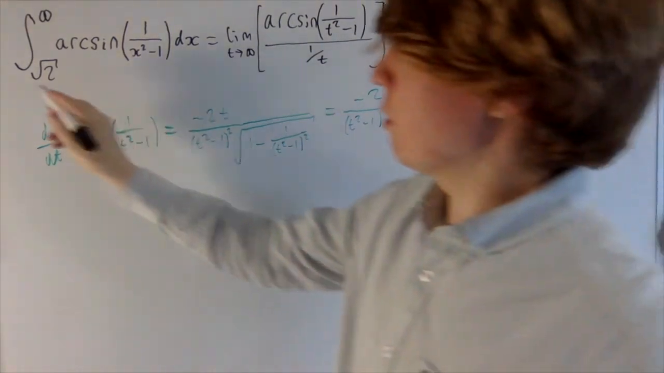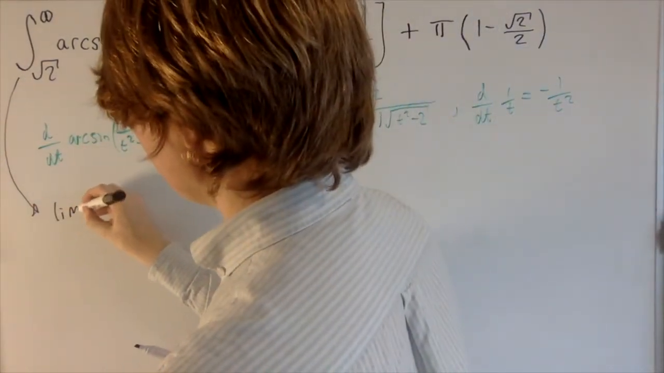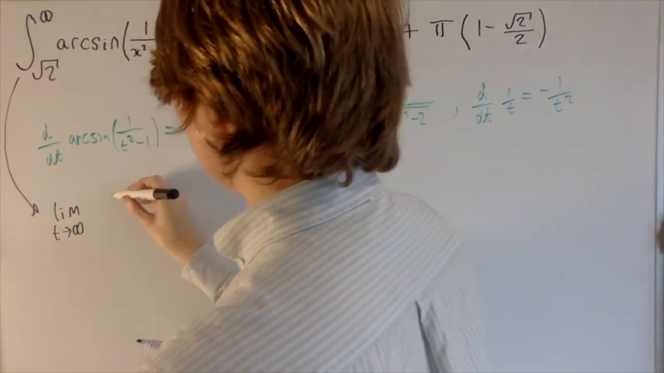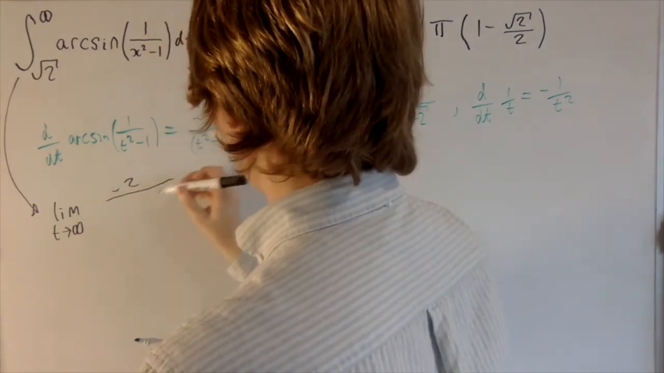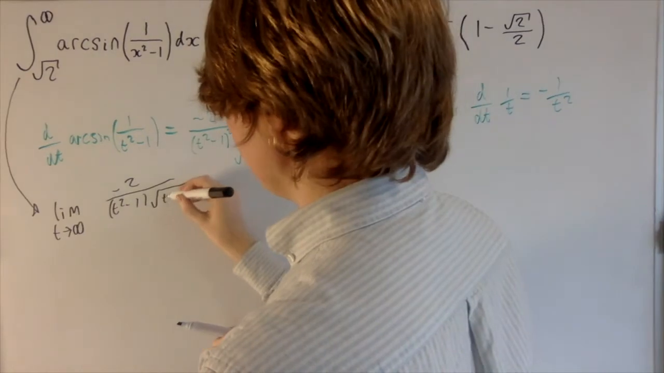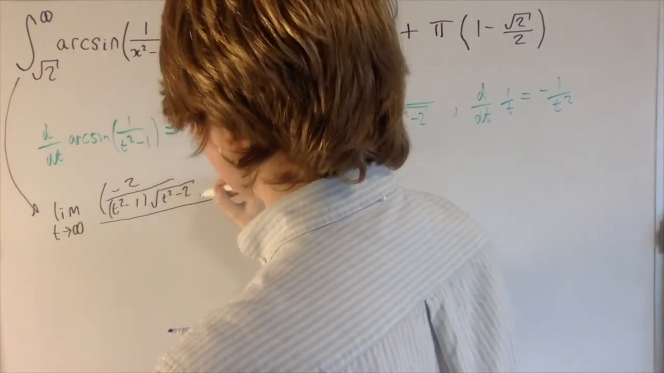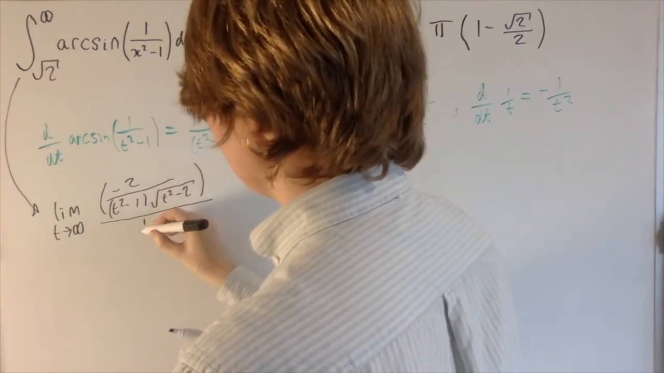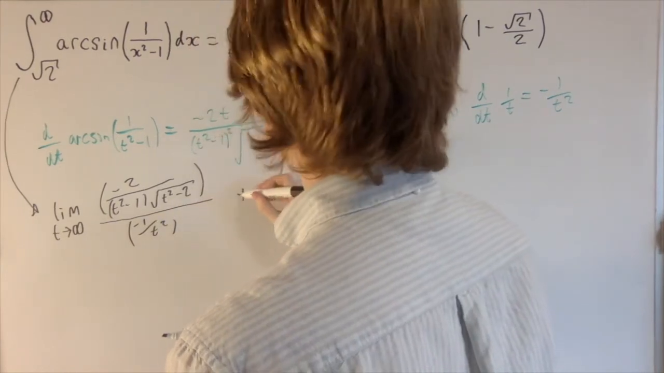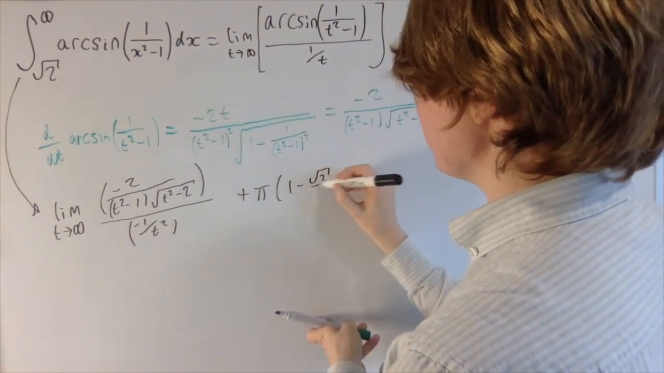So that means that our limit, by L'Hopital's rule, is going to be the limit as t goes to infinity now of the derivatives, so you have minus 2 over t squared minus 1 times root t squared minus 2, and then this entire fraction here divided by minus 1 over t squared, of course, plus pi times 1 minus root 2 over 2.